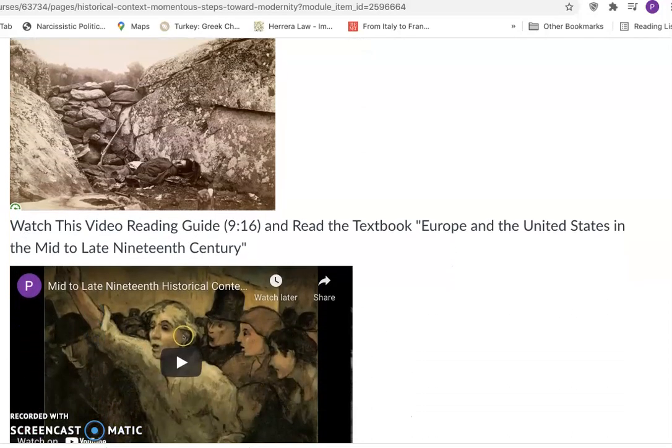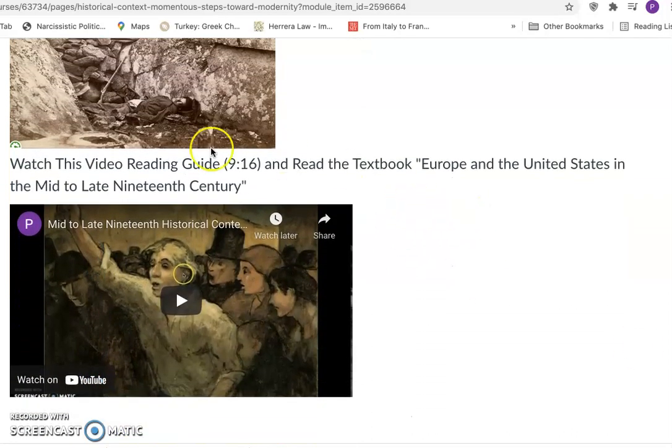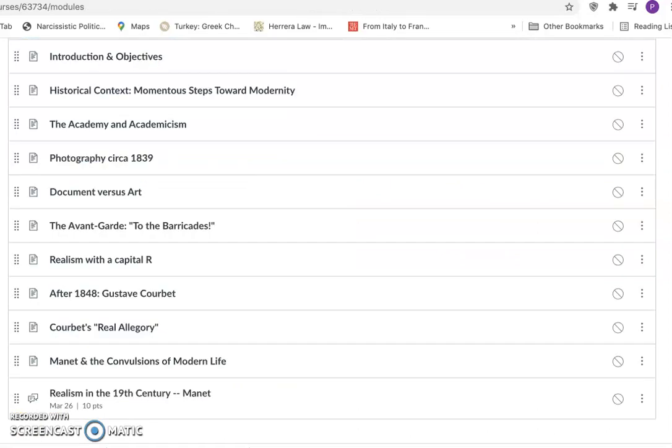So make sure that you really take the time to dig into the reading guide and the textbook on the history, because you have to be thinking historically to understand why art is changing. That's always true in art history, but it's especially acute in this module when we see Courbet and Manet, and they are self-consciously modern artists. Modern life is understood now to be something different than life as it had been lived.